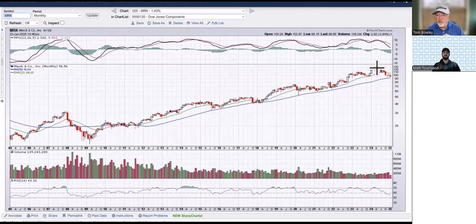And now we look at where we are on Merck. And by the way, these last couple of years, we went from 65 to 130. Merck doubled in 2 years prior to this pullback. You've got to have some perspective when you look at charts. You can't just look at the last year and say, oh, it's a dog.